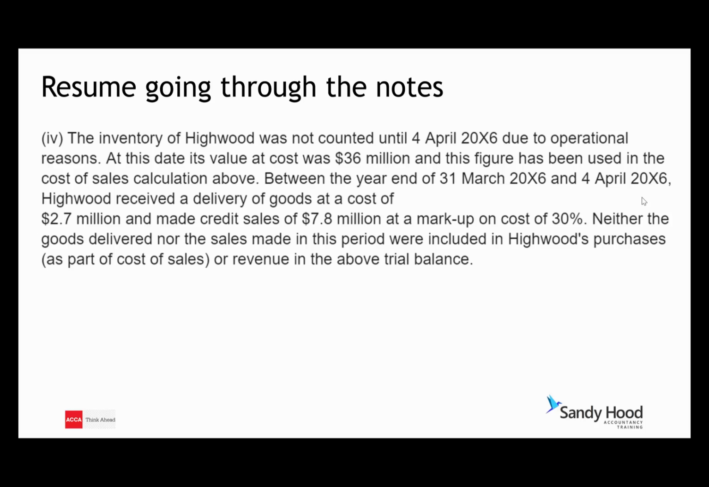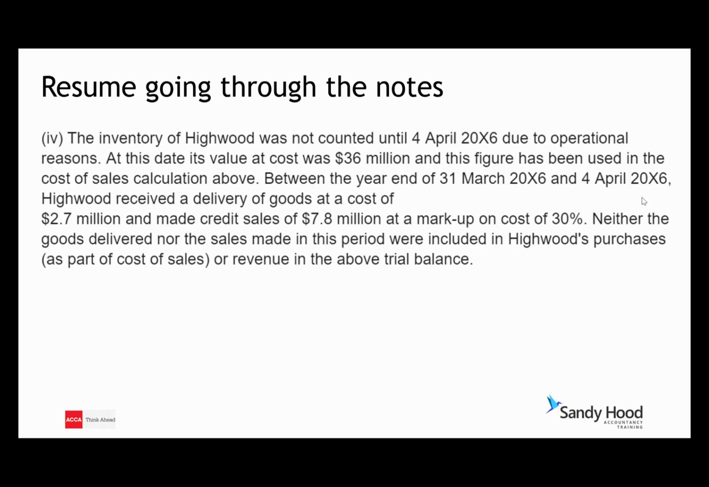Right. So the 36 million in cost of sales was deducted, wasn't it, if it was the closing balance? And that is a few days late, so we might need to change something in our cost of sales. Between the year end on the 31st of March and the 4th of April, when the inventory was counted, Highwood received a delivery of goods at a cost of 2.7 million. Okay, so using our figures, that would be 2,700.